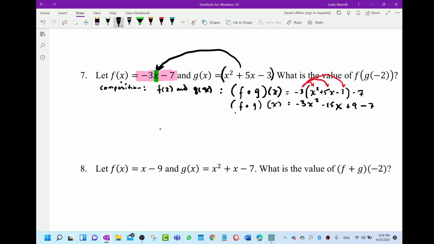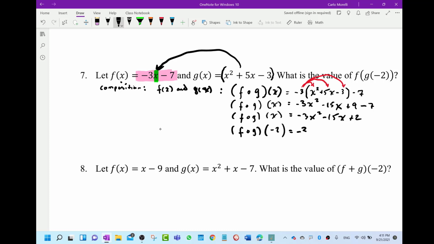All right, keep going. Composition of f and g of x equals negative 3x squared. We're just simplifying here. Minus 15x. And then plus 9 minus 7 is plus 2. There you go. Now you got your composition of functions. Now you can plug in negative 2. So now what we do is f of g. So, sorry, composition, not f of g. The composition of functions f and g of negative 2. Now here we go.